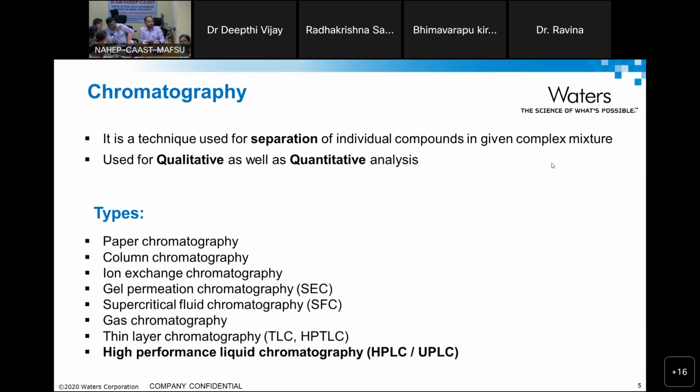Now there are different types of chromatography which have been developed over a number of years, such as paper chromatography, column chromatography, ion exchange chromatography, gel permeation chromatography, often called size exclusion chromatography, supercritical fluid chromatography, gas chromatography, TLC, and high performance liquid chromatography. Out of these, gas chromatography and high performance liquid chromatography are the most modernized techniques in the chromatographic world.